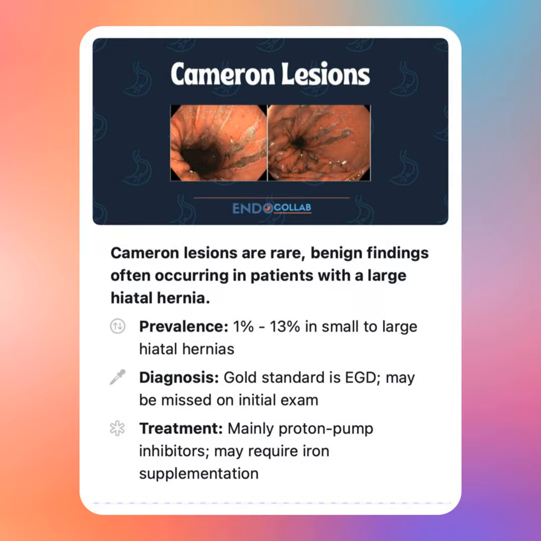To sum it up, Cameron lesions, while rare and benign, are significant findings in patients with large hiatal hernias. They're often underestimated because of their size and can easily be overlooked. That's why a high index of suspicion is essential, especially in patients with large and complex hiatal hernias.